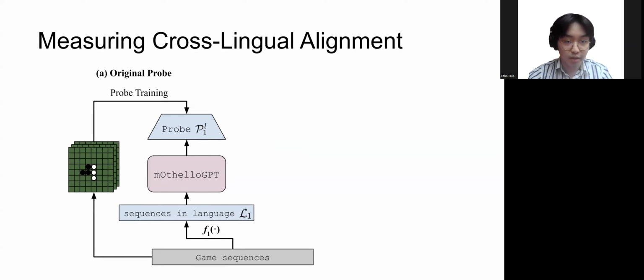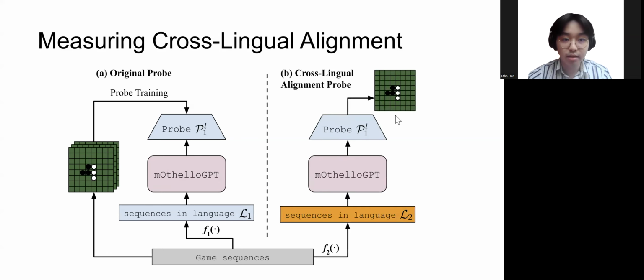First of all, probes are low-complexity classifiers that are trained to recover information encoded in hidden representations of deep neural networks. In our case, we want to recover the information about the board state encoded in the contextual representation produced by trained models. To measure the degree of alignment between representations, we first train a probe on language 1. This probe P is trained on a lot of game sequences in language 1 paired with ground truth board states from a game simulator, so that it learns to extract board states from hidden representations.